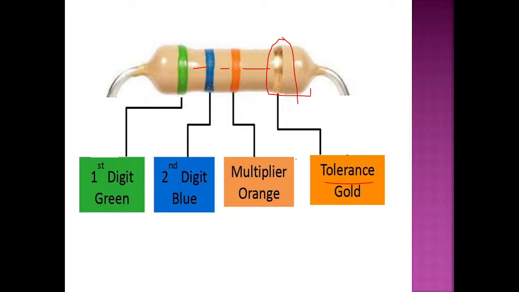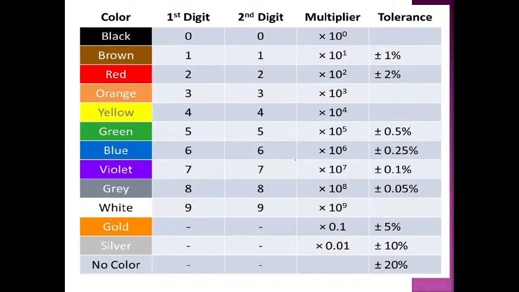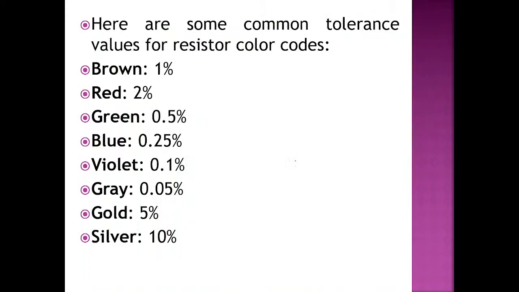Tolerance band. Here the gold color band is our tolerance band. There are some common tolerance values for color coded resistors. If the fourth band is gold, which I have shown earlier, then the tolerance value is 5%. If the fourth band is silver, then the tolerance value is 10%. Most four banded color coded resistors will have either gold or silver.